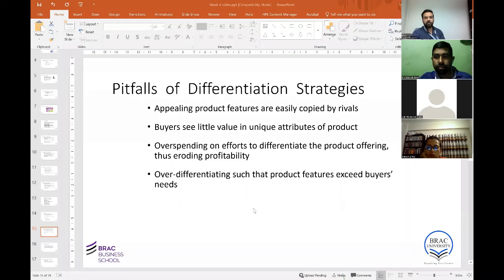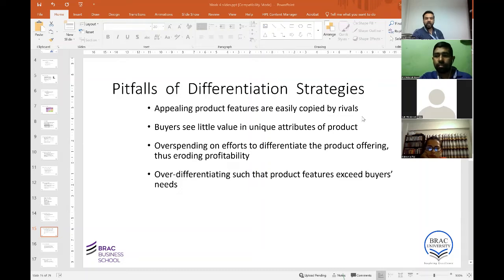Buyers see little value in the unique attributes of the product. Sometimes you may have brought some really great features, but buyers aren't convinced that this is unique enough for them. Then you are still at risk, because you're offering something with a high value and a high price. Buyers can see that, unfortunately. So that means you will struggle to get market share.